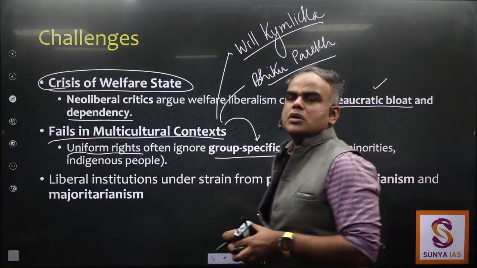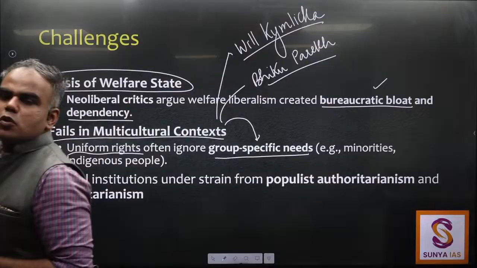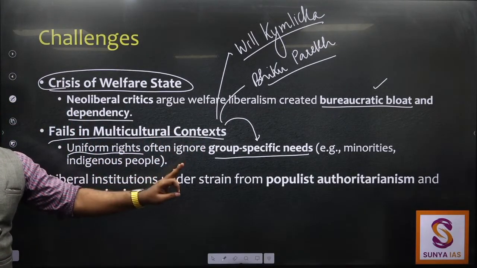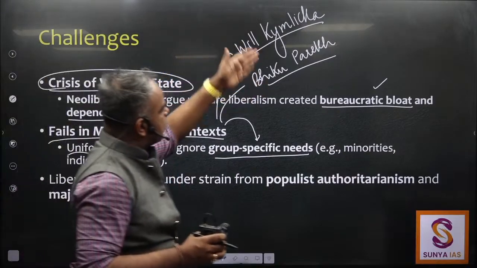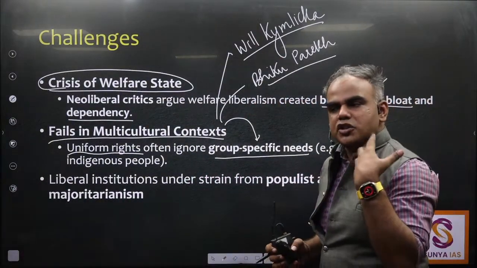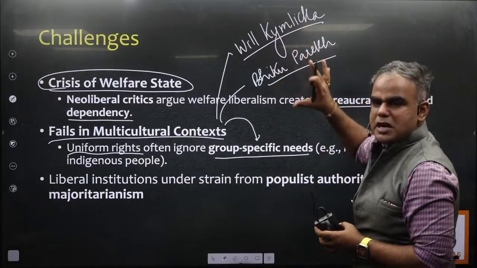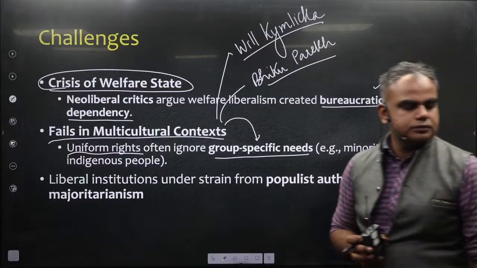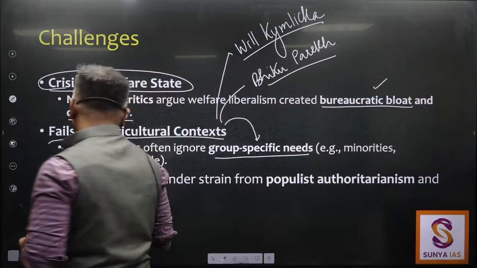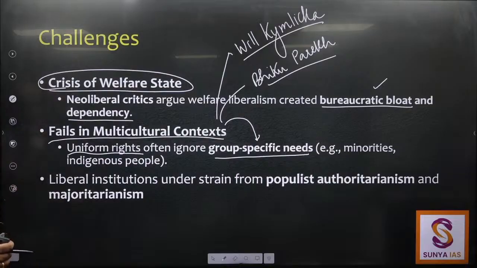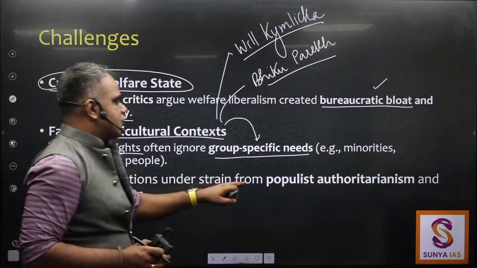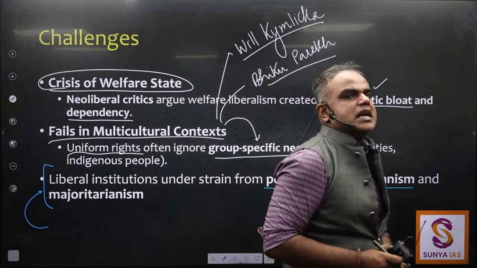This ignores the rights of indigenous people. This ignores the rights of minorities, etc. So this is also a valid criticism that can be made. In fact, the liberal theory of state will also be criticized by multiculturalists like Will Kymlicka and Bhikhu Parekh on this same ground. This is something that we are seeing: all the liberal institutions are under strain from populist authoritarianism.